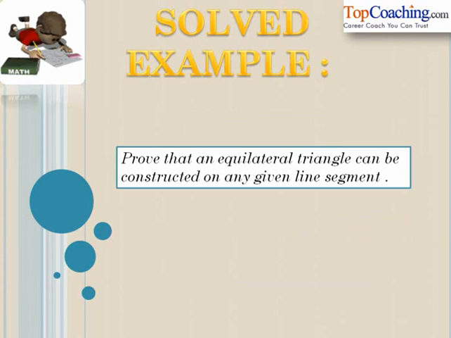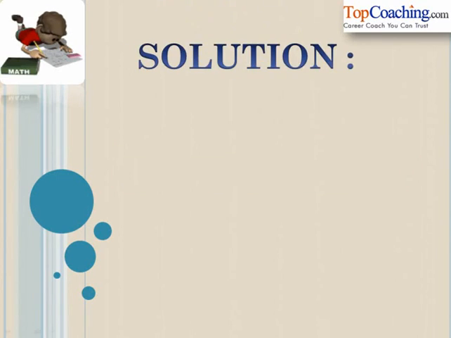Let's try to solve one more example, and this is the last problem that we are going to look at here. Prove that an equilateral triangle can be constructed on any given line segment. So if we have a line segment, then we have to prove that we can construct an equilateral triangle using this line segment. So once again let's look at the solution of this problem. Let us say that we have a line segment AB. So AB represents a line segment.